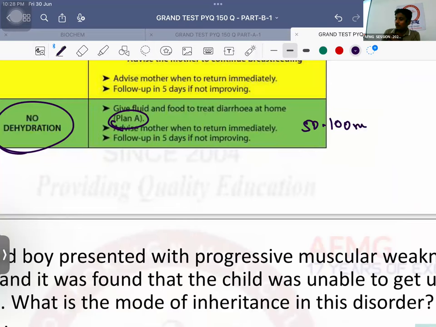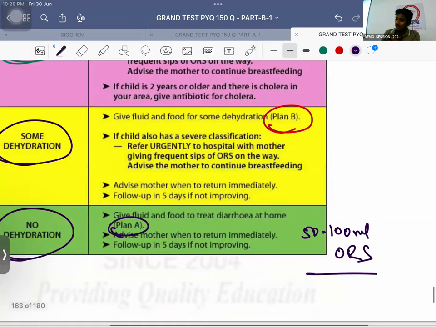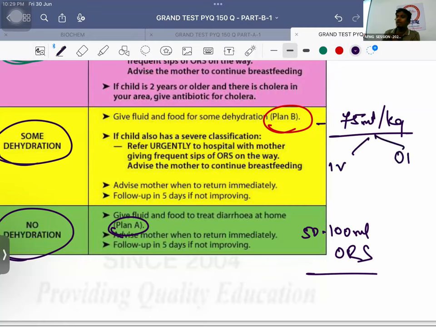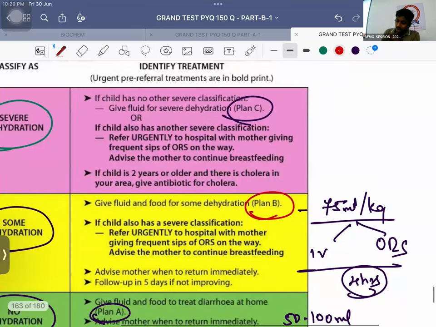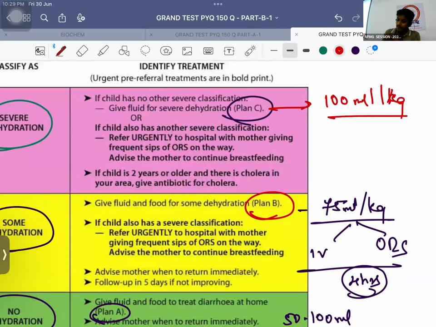50 to 100 ml of ORS after every loose stool. Har stool ke baad 50 to 100 ml of ORS. Plan B is what? 75 ml per kg of IV or oral fluids over a span of 4 hours. And lastly, plan C is what? 100 ml per kg of IV fluids over a span of 3 hours or 6 hours. 6 hours in an infant, 3 hours in a child.